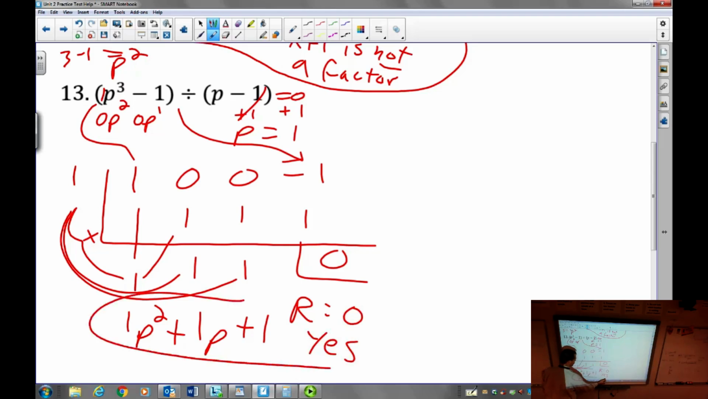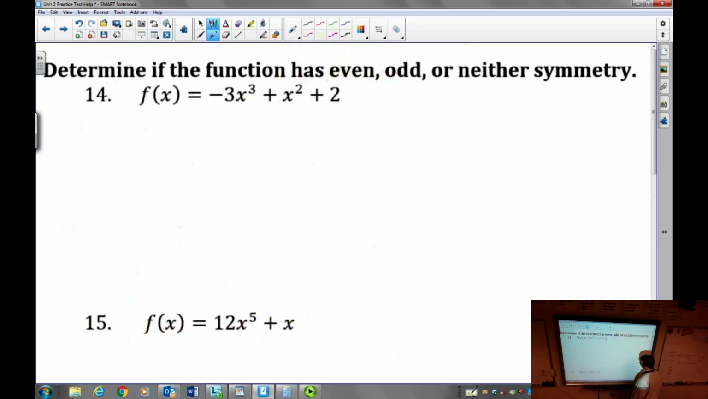So that's our answer for number 13. Is that what you got? I hope it is. Okay, so there's a synthetic and long division. Number 14 is deciding on even, odd, or neither.